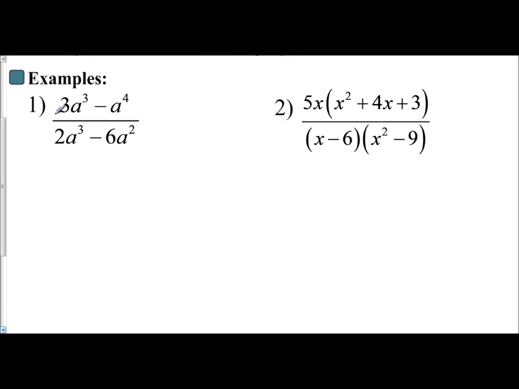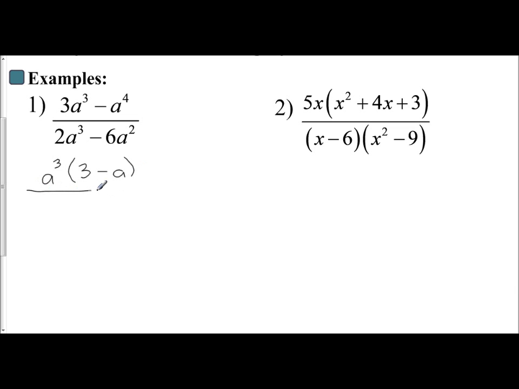First one, we have 3a cubed minus a to the fourth over 2a cubed minus 6a squared. You factor the top, you factor the bottom. So if I look at the top, I see they have a GCF of a cubed in common. So I'm going to factor out an a cubed. That leaves me with 3 minus a.